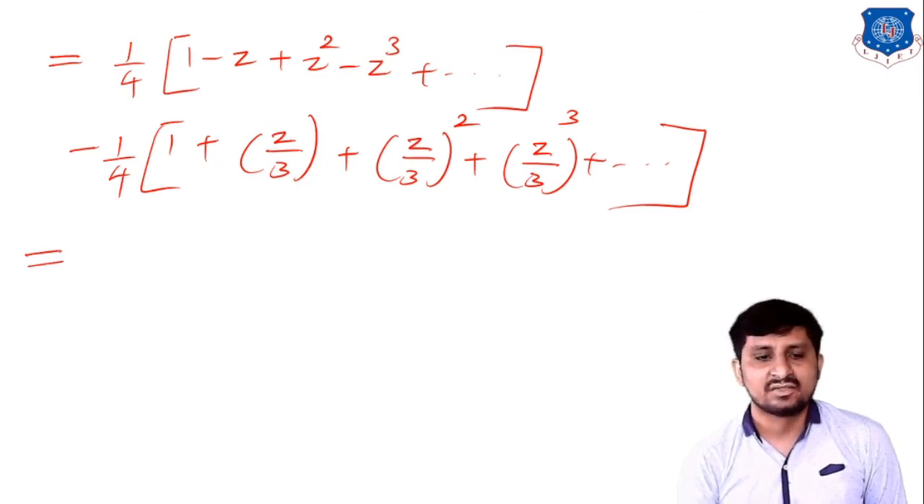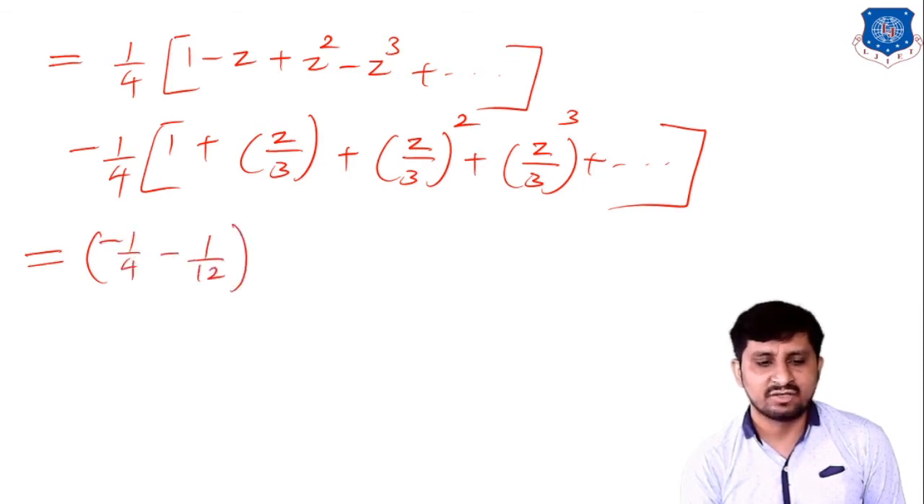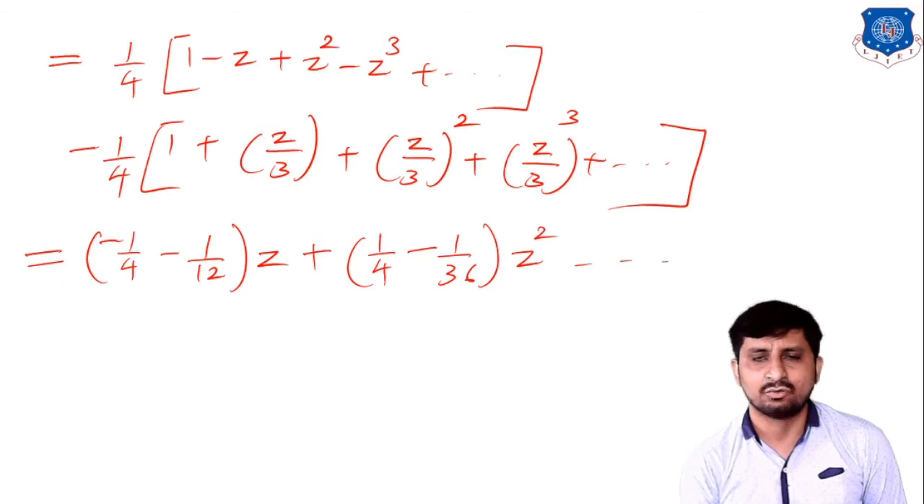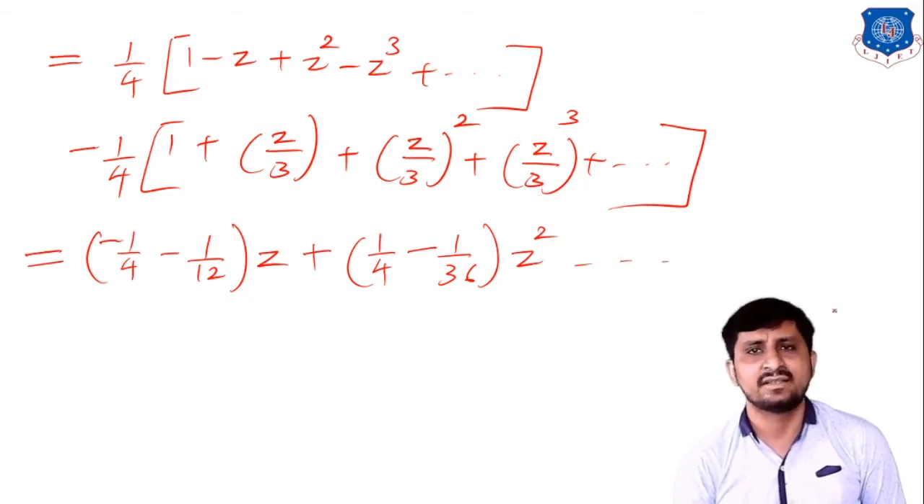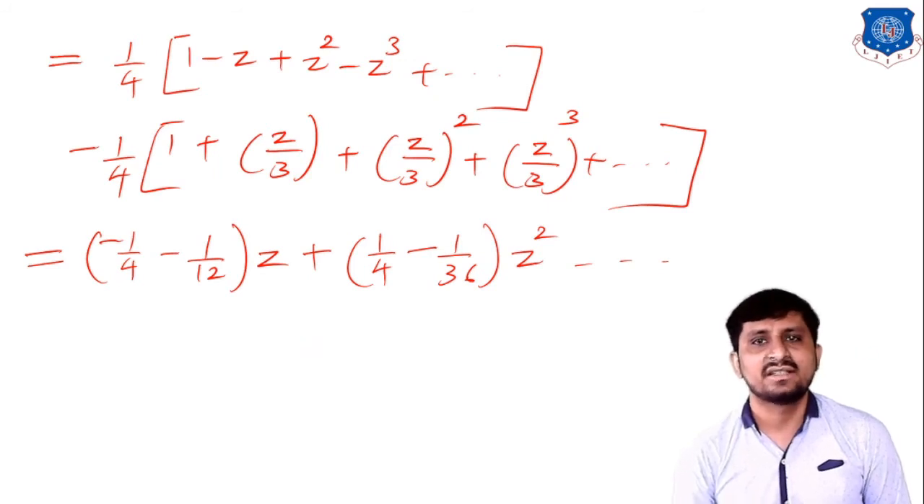So 1 by 12. So that's why minus 1 by 4 minus 1 by 12 into z. The coefficient of z square, that is plus 1 by 4, and here minus 1 by 9 into 4, so 36. Okay, so plus the coefficient of z square, that is 1 by 4, and here we have minus 1 by 4 and 1 by 9. So that is 1 by 4 into 1 by 9, so minus 1 by 36 into z square and so on, and you can easily simplify. I hope you can easily simplify. So this is your final answer for this example.